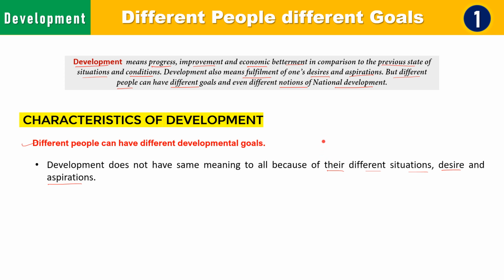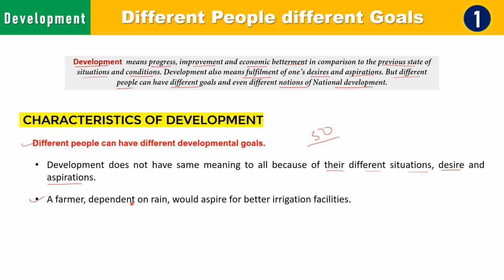How can you say that if in a locality 50 people live, they can have the same situations, same desires, same aspirations? No, not possible. For example, a farmer who is dependent on rain, what would be his goal of development? He would aspire for better irrigation facilities. If irrigation facilities are made available, then his dependence on rain would reduce.